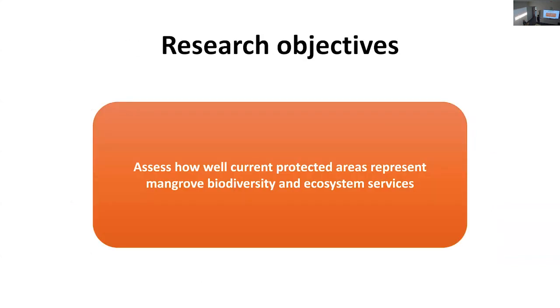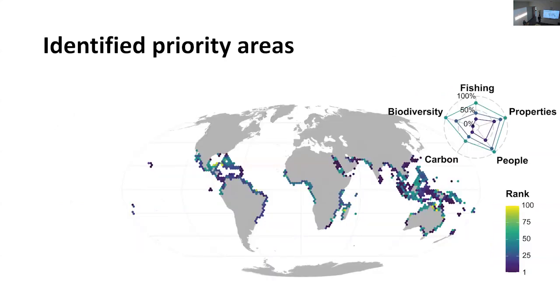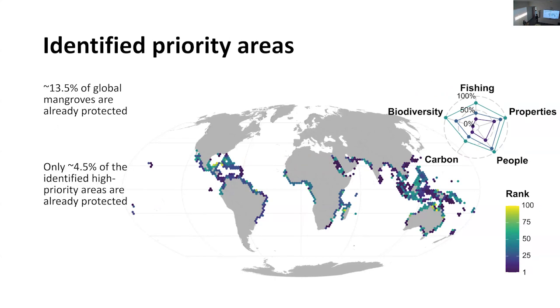And then another question that we had was, we wanted to assess how well the current protected area network represents the mangroves biodiversity and ecosystem services. So we looked at the most strict protection, so IUCN 1 to 4, and we found that around 13.5% of the global mangroves are really protected. However, only 4.5% of the areas that we identified as high priority, so the top 10%, were protected by this network. So actually, the protection is worse than random.